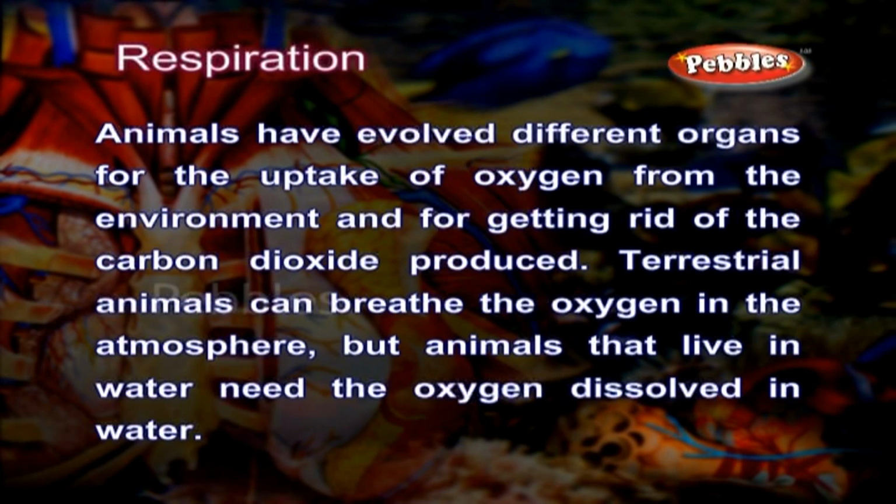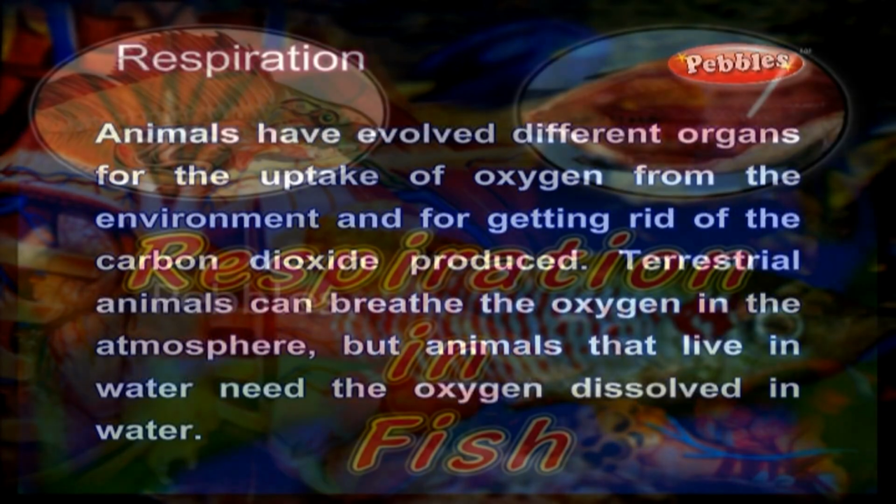Animals have evolved different organs for the uptake of oxygen from the environment and for getting rid of the carbon dioxide produced. Terrestrial animals can breathe the oxygen in the atmosphere, but animals that live in water need the oxygen dissolved in water.